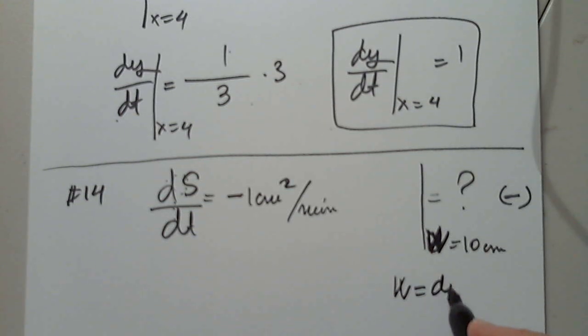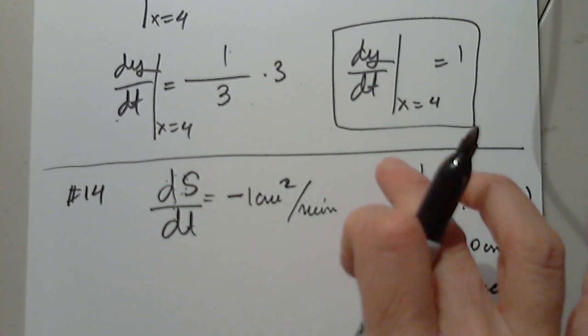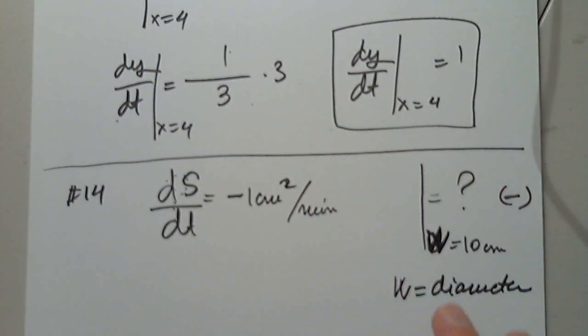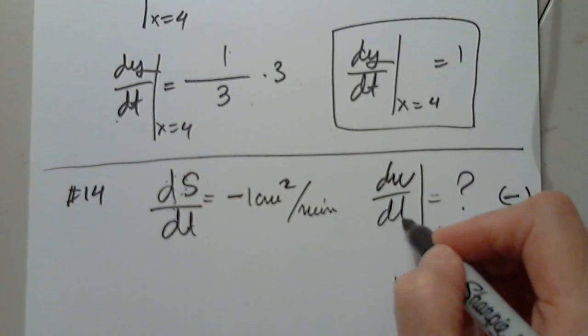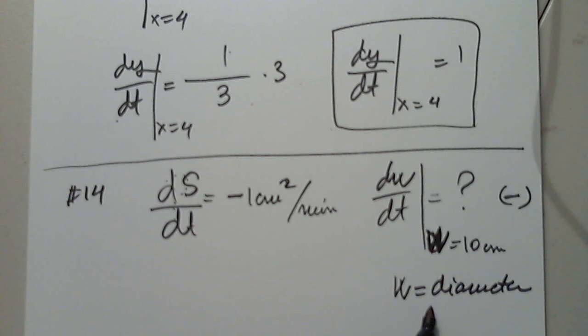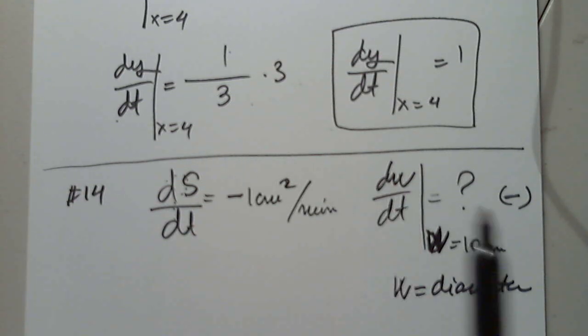So W is the diameter. So then what am I asked to find when W is 10 centimeters? dW over dt. Thank you. See, you understand there is a crash here. If I write dd, nobody will understand what that means.